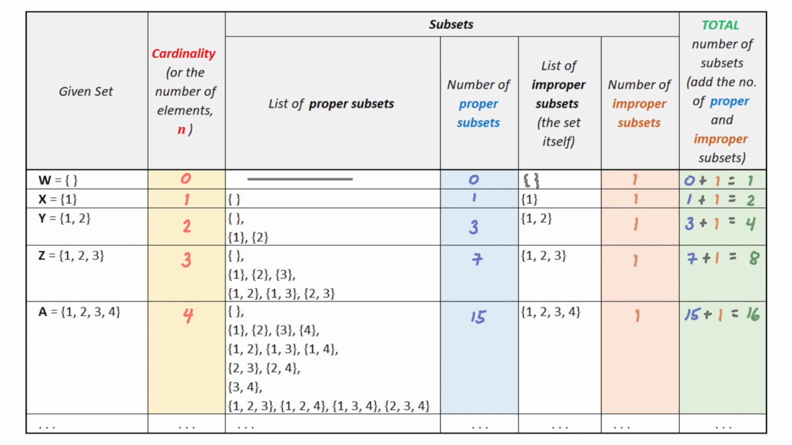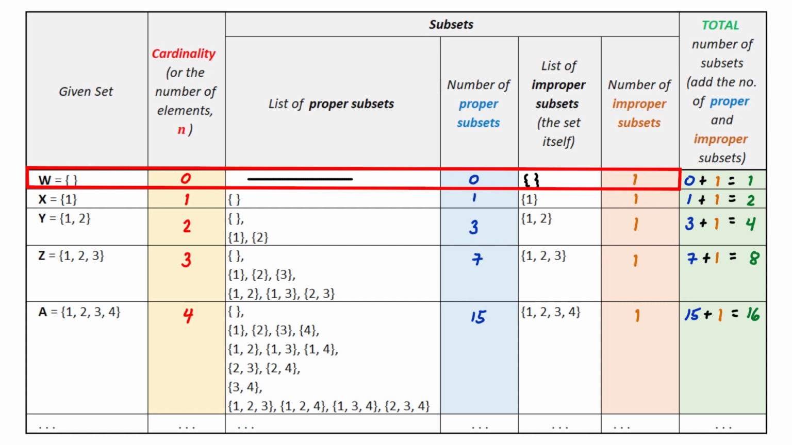Here is the completed table. Did you get the same? Now let's have some more observations. By looking at this part of the table, this confirms that there is only one improper subset of any set, the set itself. Now, let's look at this part.